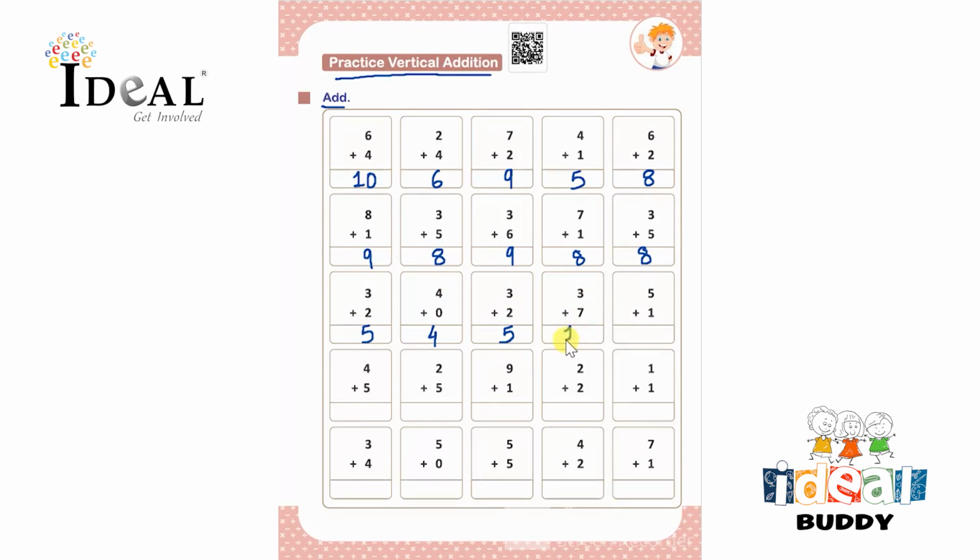3 plus 7 is 10. 5 plus 1 is 6. 4 plus 5 is 9. 2 plus 5 is 7. 9 plus 1 is 10. 2 plus 2 is 4. 1 plus 1 is 2. 3 plus 4 is 7. 5 plus 0 is 5. 5 plus 5 is 10. 4 plus 2 is 6. 7 plus 1 is 8.